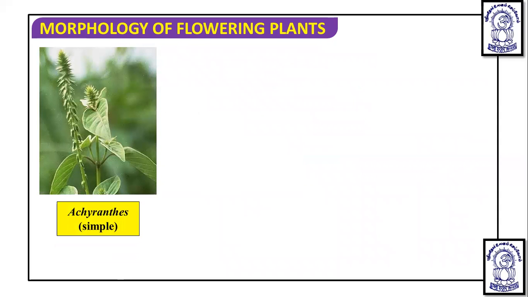And this spike is seen in the example like Echeiranthus. See, these are the flowers. These flowers are arranged directly on the what? Axis. And it is seen in the case of Echeiranthus.